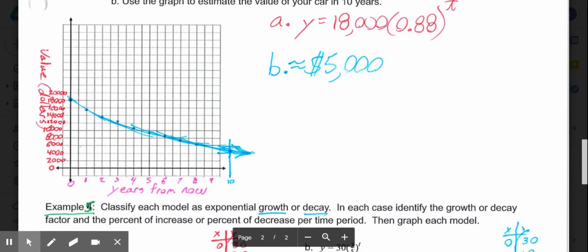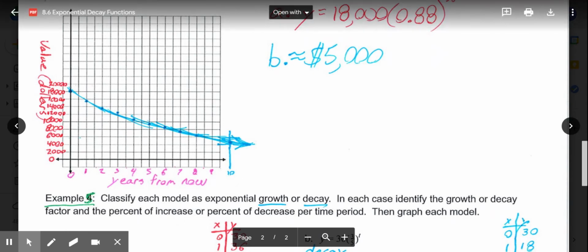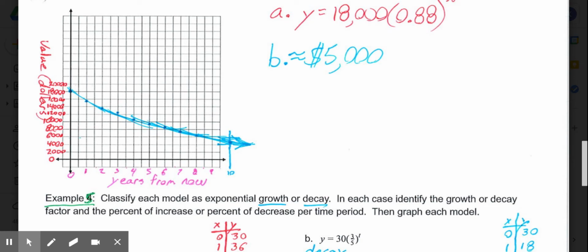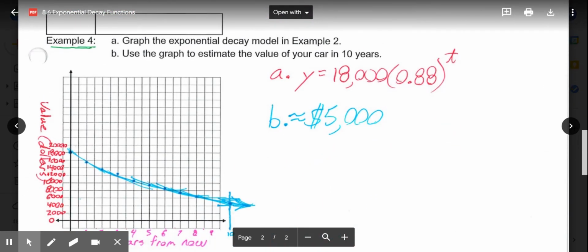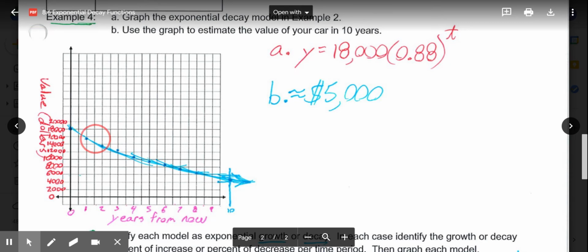When we're creating our graph, we'll notice any decay models should be coming down in a curve left to right. So our value in dollars, I did along the left, and I just went by 2000s on that y-axis. The number of years for the x-axis, I just skipped every other line, so went by 1 year. Now we want to take those points and plot them on the graph. You would just do each point, and then once you've plotted all the points, do your best to connect them with a curve.